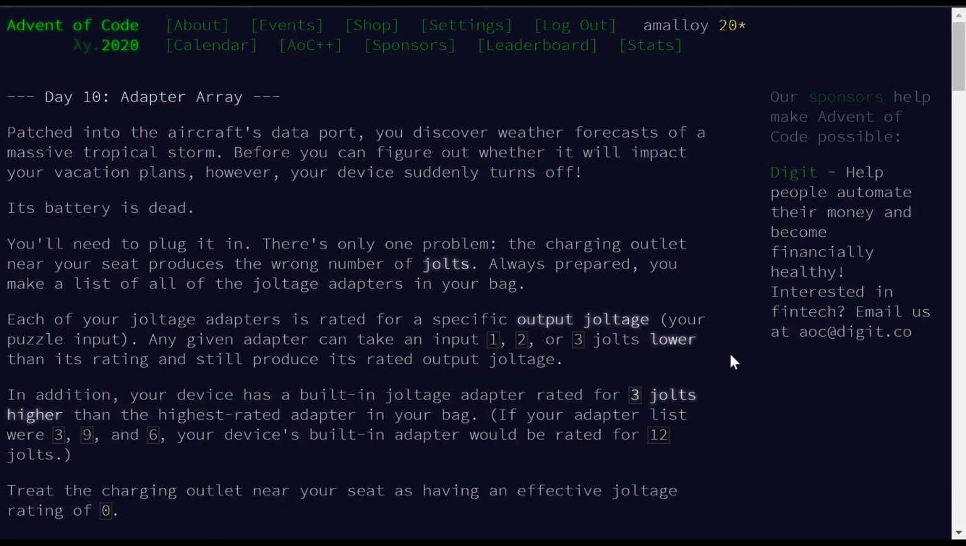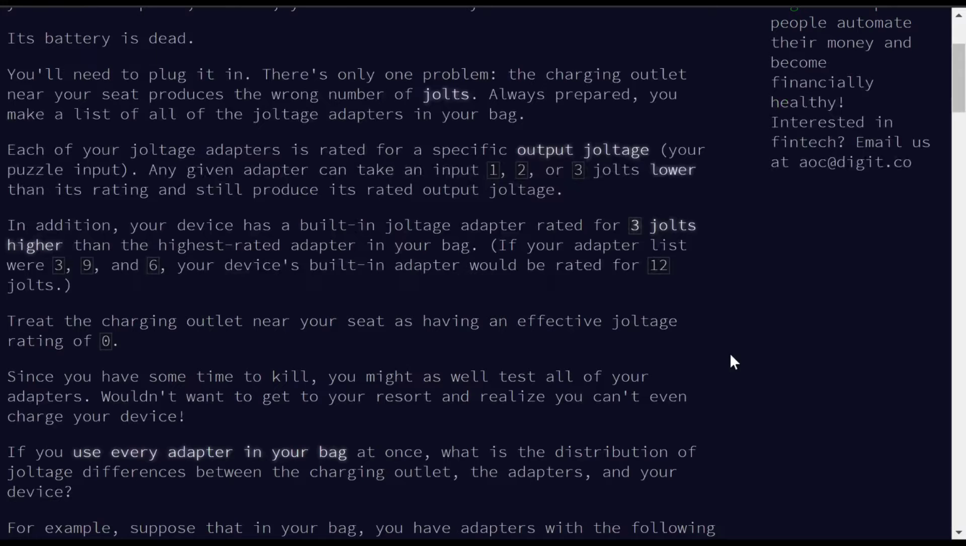Anyway, you'll need to plug it in. There's only one problem. The charging outlet near your seat produces the wrong number of jolts. Always prepared, you make a list of all the joltage adapters in your bag. Each of your joltage adapters is rated for a specific output joltage. Any given adapter can take an input 1, 2, or 3 jolts lower than its rating and still produce its rated output joltage, which, by the way, seems like magic.